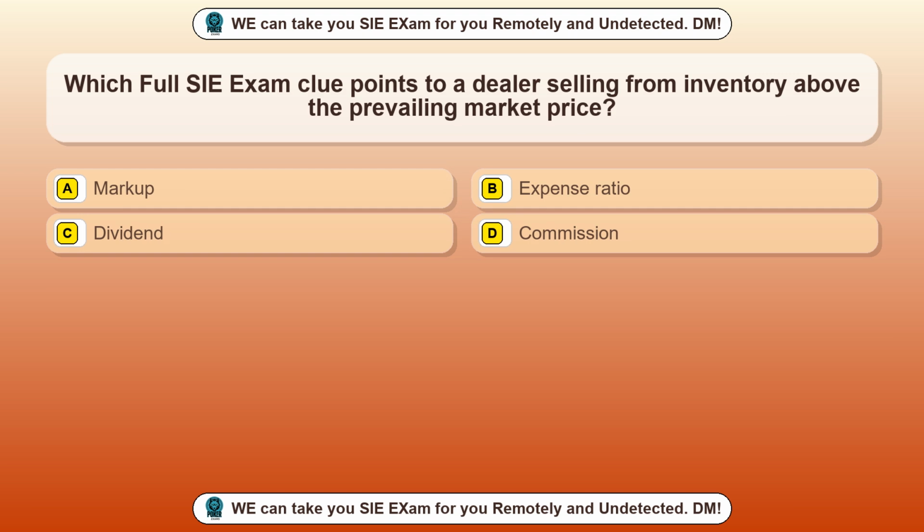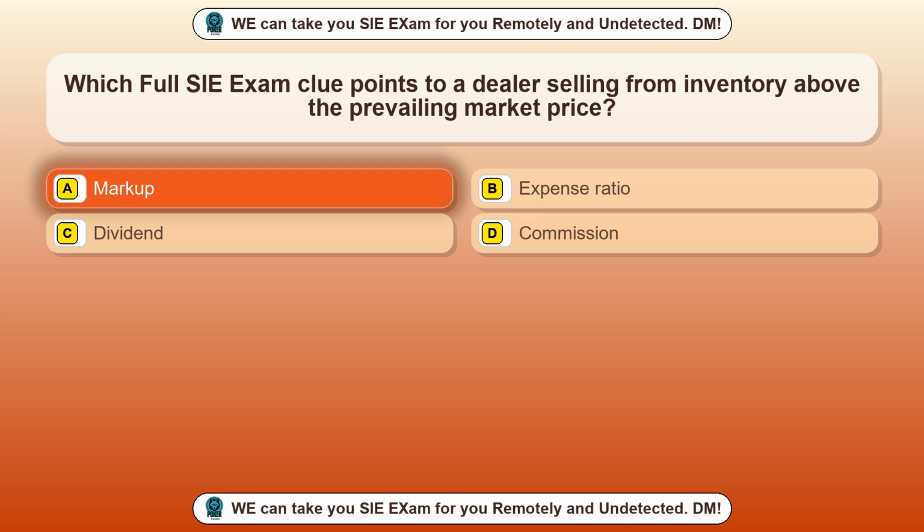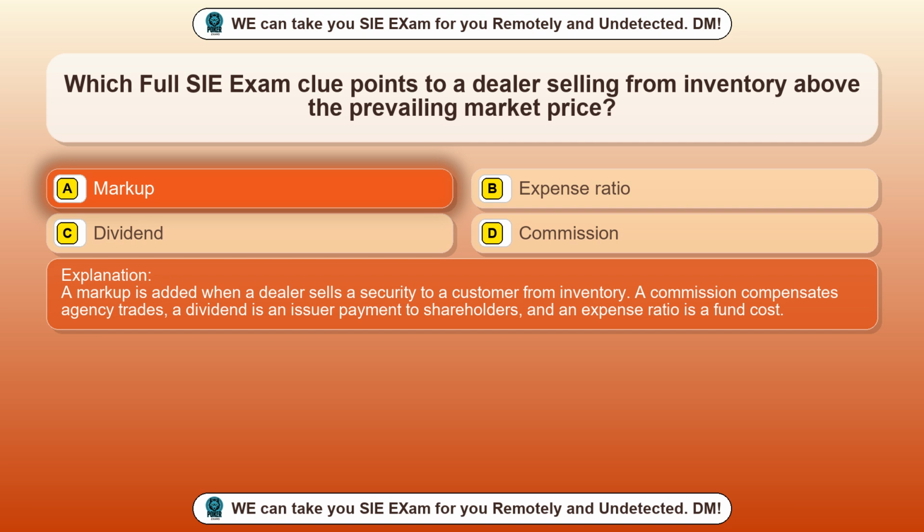Question 61. Which full SIE exam clue points to a dealer selling from inventory above the prevailing market price? Option A, markup. Option B, expense ratio. Option C, dividend. Option D, commission. The correct answer is option A, markup. A markup is added when a dealer sells a security to a customer from inventory.